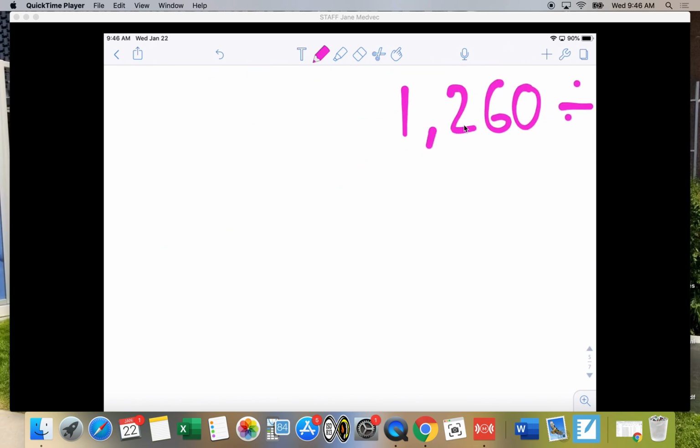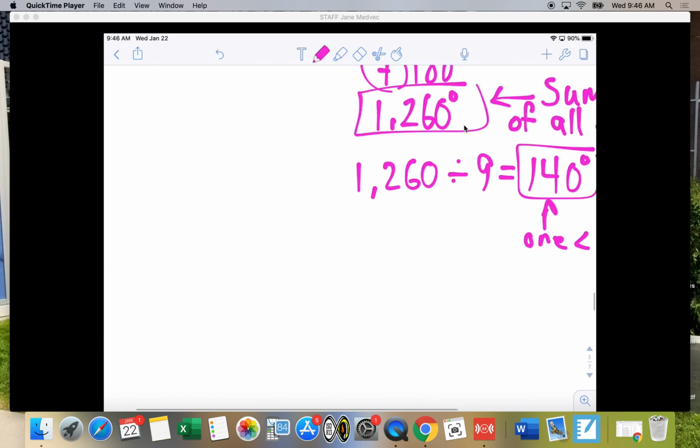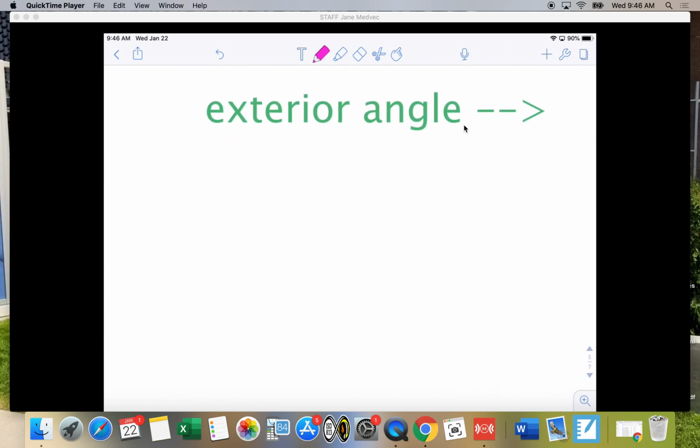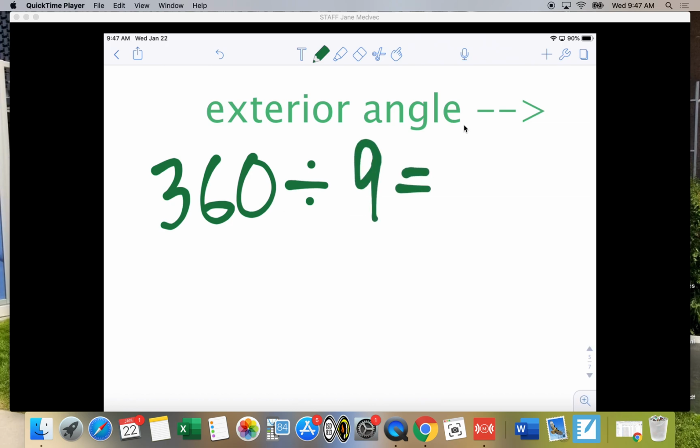Okay. Now you're going to notice off to the side, I had, there it is, exterior. Do you see that? Okay. If I have a nonagon, we had 9 sides. How many degrees did we say the exterior angles of a nonagon are? It's 360. So I take 360 and I divide it by 9, and what do I get? You had it. 40. Very good.